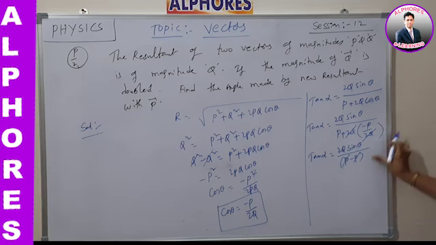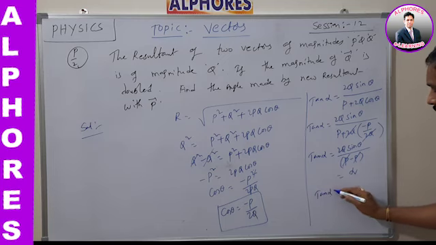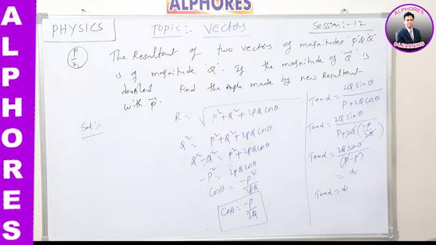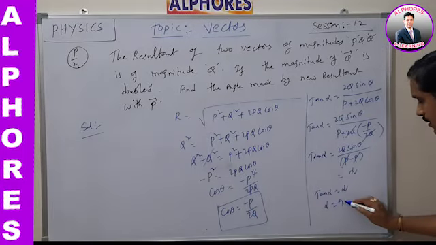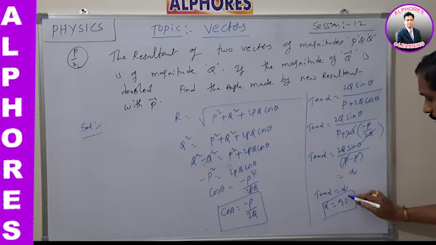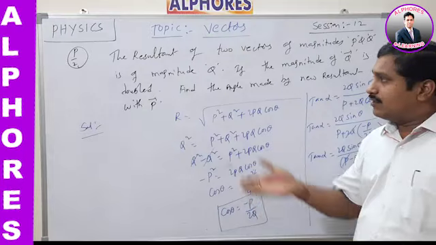Why infinity? 2q sin theta by 0. 1 by 0 nothing but infinity. That means tan alpha is equal to, finally I got infinity. If tan alpha is equal to infinity means alpha is equal to 90 degrees. That means alpha is equal to how much angle? 90 degrees. So this is also an important problem. Means first we have to understand about this question.